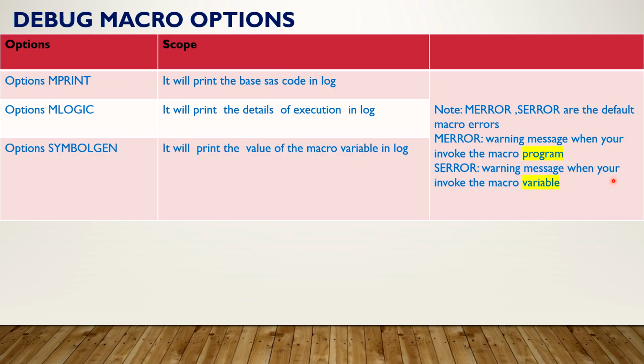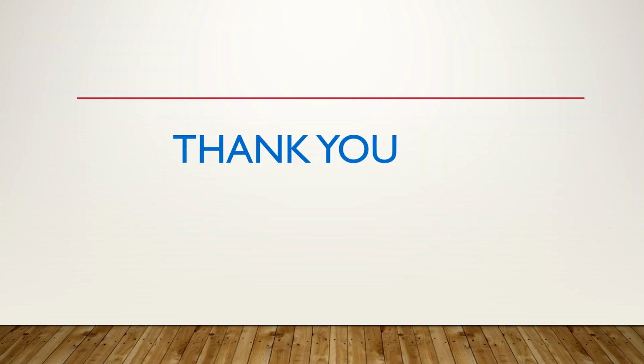Okay. Here in macro programming, we can see the default errors. One is M error and S error. So when you invoke the macro program, you will get the M error. When you invoke the macro variable, you will get the S error. Okay, these are the default macro variable errors. Okay, thank you.